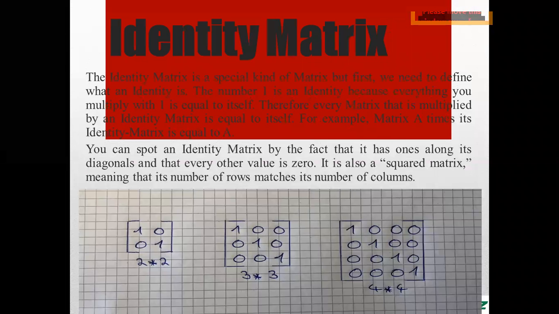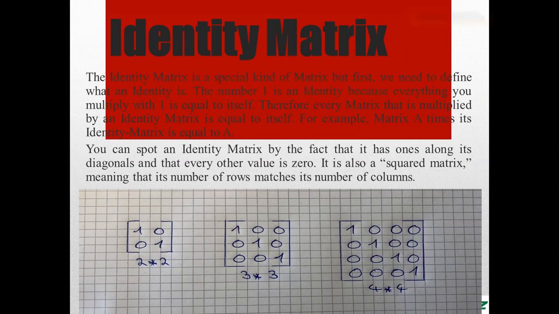So the next is the identity matrix. The identity matrix is a special kind of matrix, but first we need to define what an identity is, correct? So the number 1 is an identity because everything you multiply with 1 is equal to itself. Therefore, every matrix that is multiplied by an identity matrix is equal to itself. So for example, matrix A times the identity matrix is equal to A. So let's see the example.